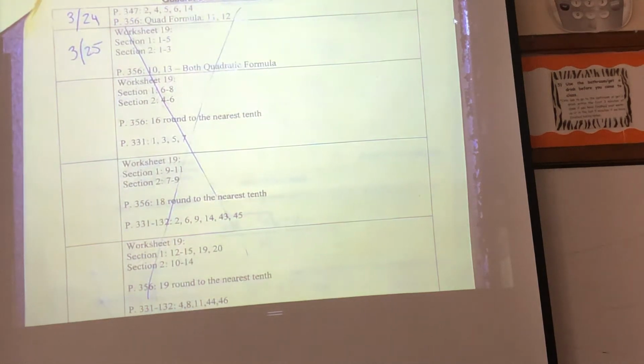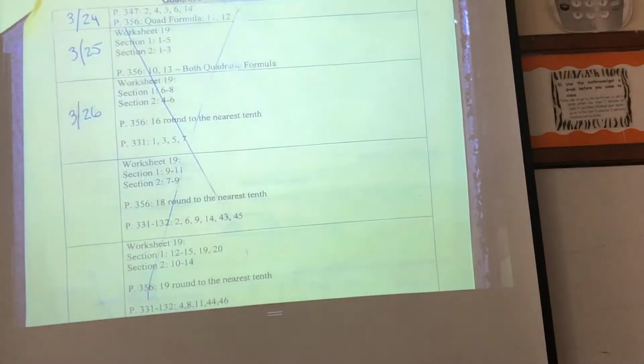Hello, this is the Quadratic Formula and Imaginary Numbers unit in Mr. Kenzie's Integrated Algebra class. This is day 3 of the unit, which should be on 3/26, so next week on Thursday.